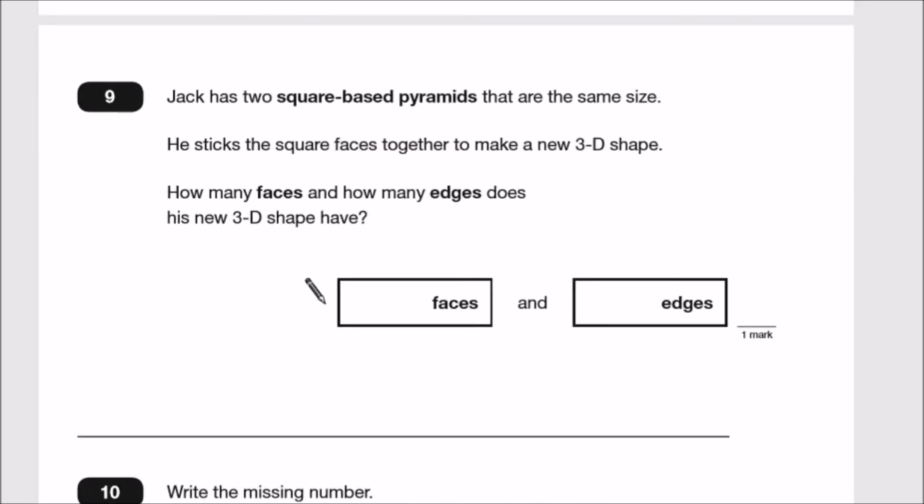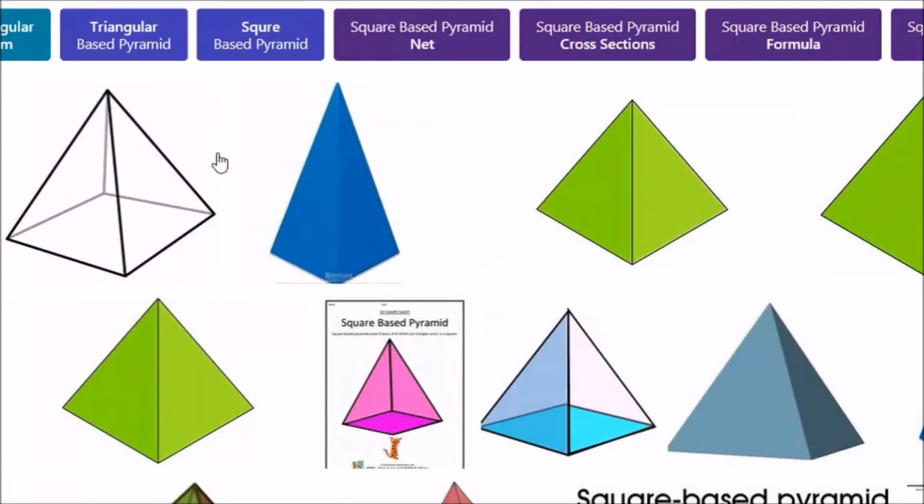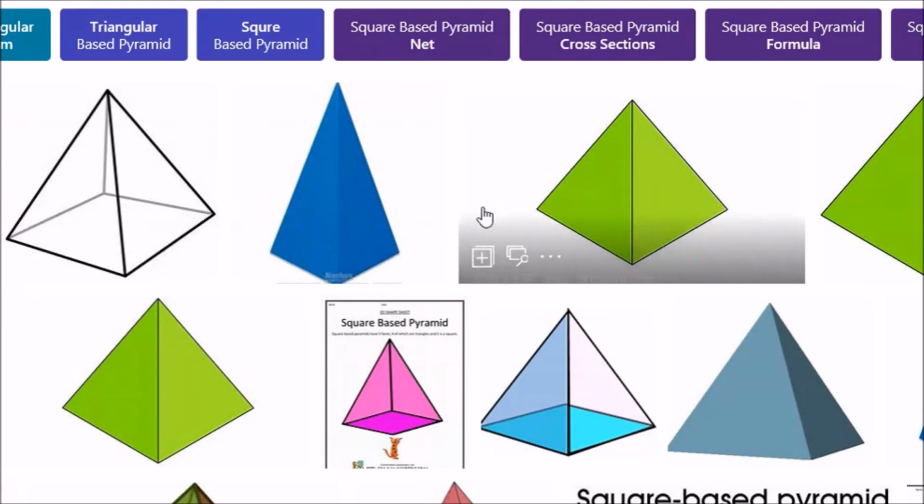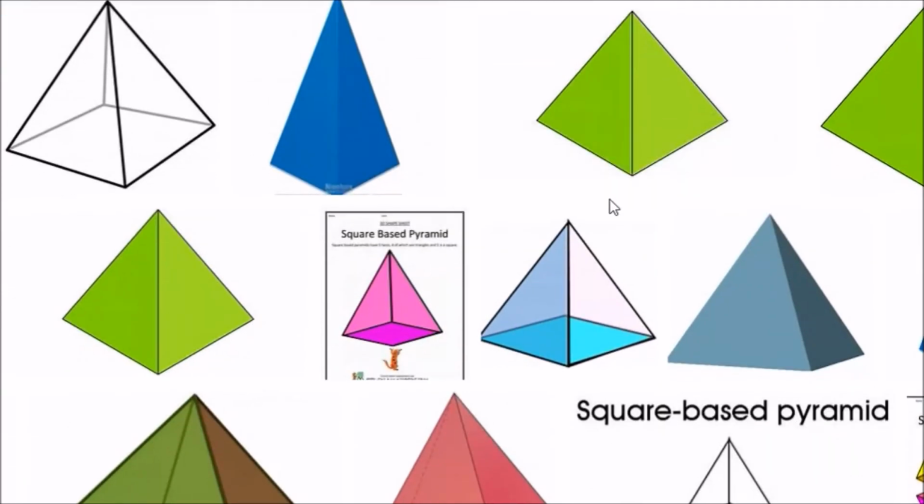So Jack has 2 square-based pyramids that are the same size. He sticks 2 faces together to make a new 3D shape. How many faces and how many edges does his new 3D shape have? Alright, let's understand this. Let's look at a square-based pyramid for a second, just to remind ourselves. So this is your typical square-based pyramid. It looks a bit like these.